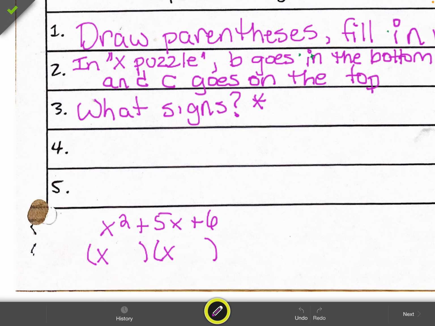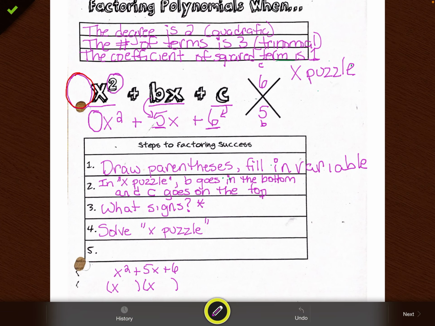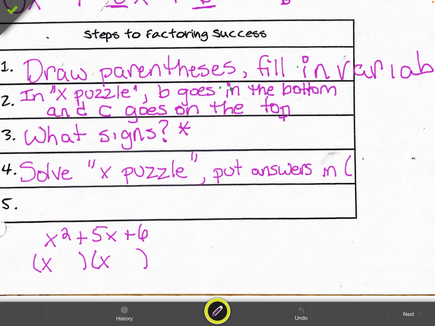All right, so step 4, we need to solve our X puzzle. So what do we mean by solve the X puzzle? To solve the X puzzle, you are going to have to figure something out using the 2 numbers that are in it. That's why they call it a puzzle. We're going to solve the X puzzle, and then put the numbers that we come up with into the 2 parentheses that you already wrote.